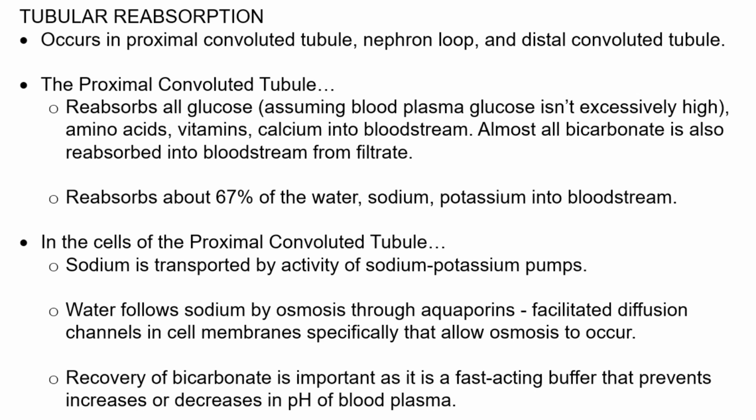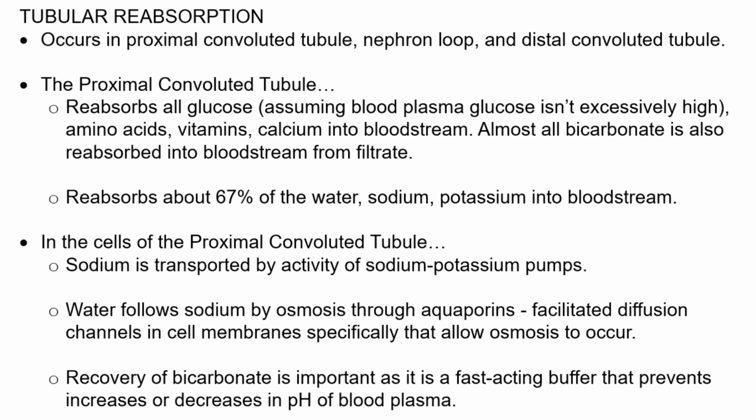urine. Consuming a large amount of sugar in a short period of time, or if the person has type 1 or type 2 diabetes mellitus, are some of the reasons why blood glucose levels may be elevated. The proximal convoluted tubule also reabsorbs all amino acids, vitamins, and calcium from the filtrate into the bloodstream. Almost all bicarbonate is reabsorbed from the filtrate as well. It reabsorbs about 67% of the water, sodium, and potassium from the filtrate into the bloodstream.